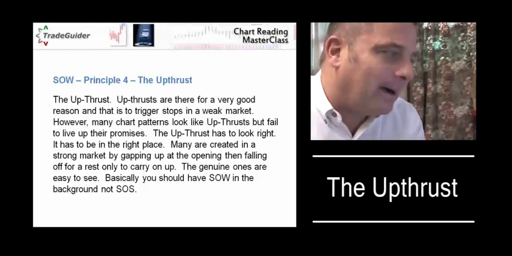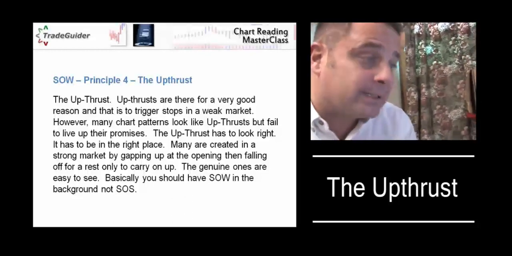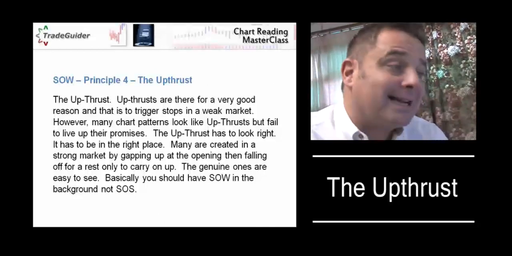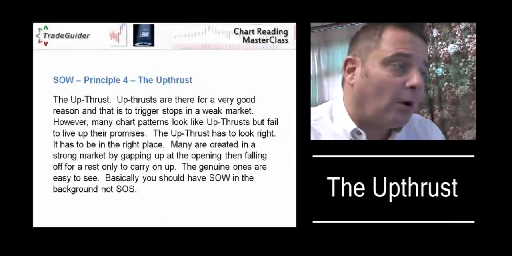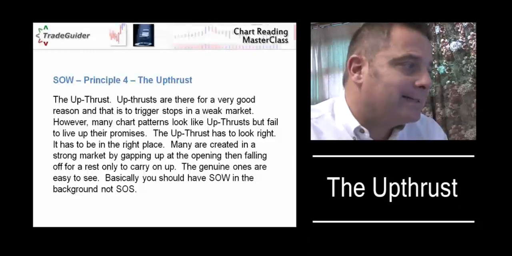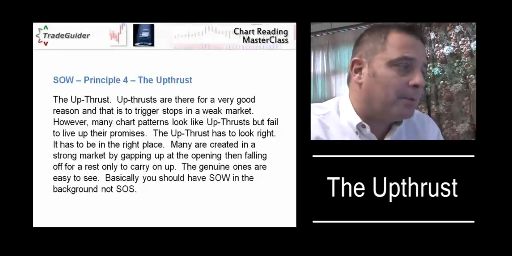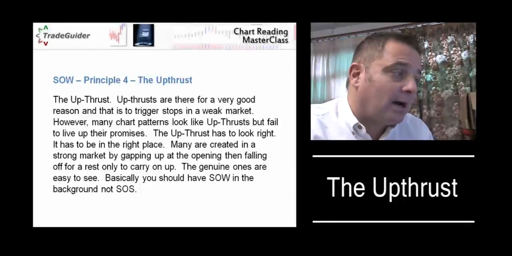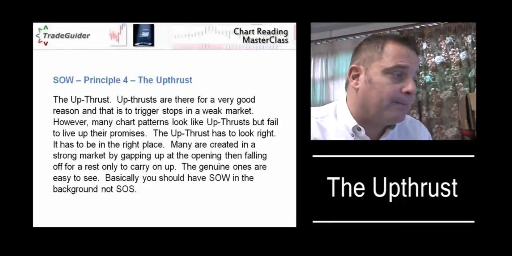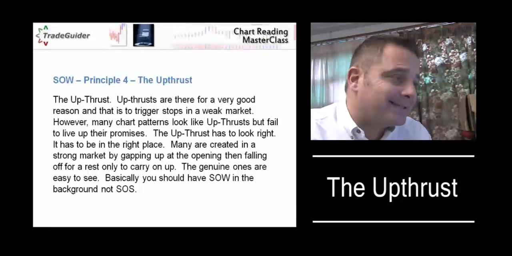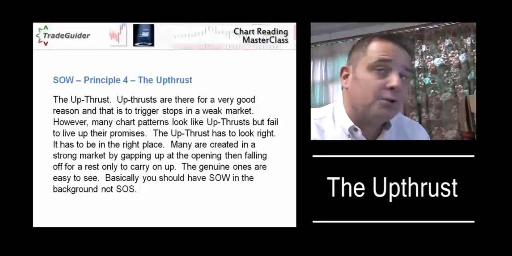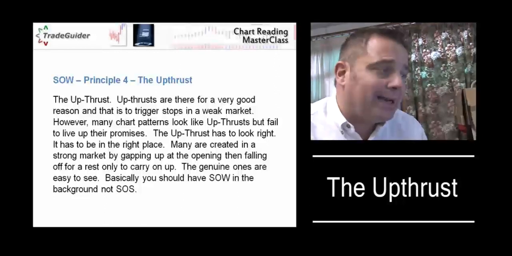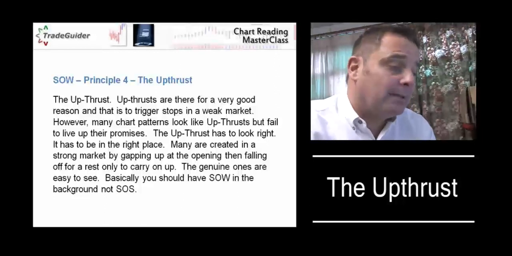Okay. So, however, many chart patterns look like upthrusts but fail to live up to their promises. The upthrust has to look right. It has to be in the right place. Many are created in a strong market by gapping up at the opening, then falling off to rest, only to carry on up. The genuine ones are easy to see, as we're going to show you. Basically, you should have sign of weakness in the background, not sign of strength. Let's repeat. The genuine upthrust has a sign of weakness, just like no demand, in the background.